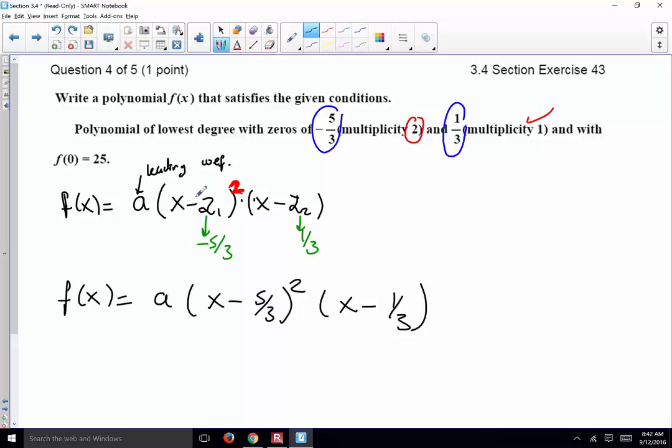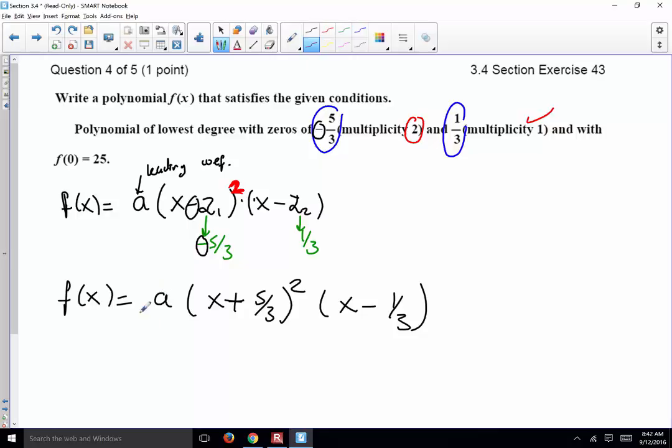It's plus because there is a negative and another negative in the zero, so they make a plus. Remember what I said? It's always the opposite of this number that shows up here. It's negative 5/3, so it's positive 5/3. Are we done? Can we enter this into the computer? There is still one unknown we need to figure out. Where is it? A, yes, the leading coefficient.